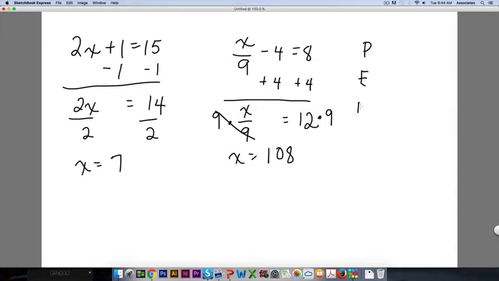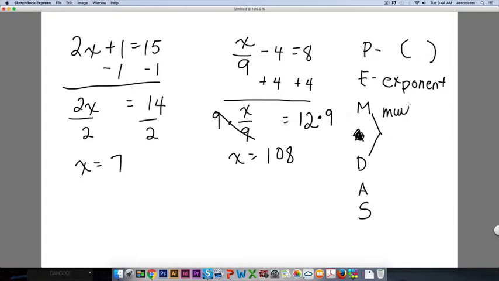This is the way that we remember order of operations. P stands for parentheses. You always do what's in parentheses first. E stands for exponents. Always take care of the exponents. Multiplication, oops, I didn't need an A there. Multiplication and division are equally as powerful, and we always do them left to right. Addition and subtraction are again equally as powerful, and we do those left to right.